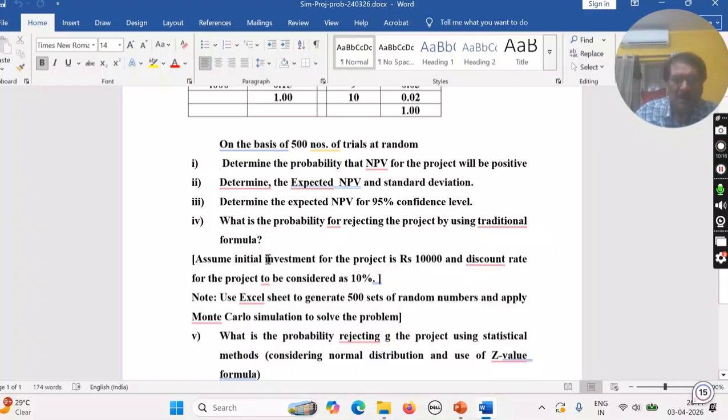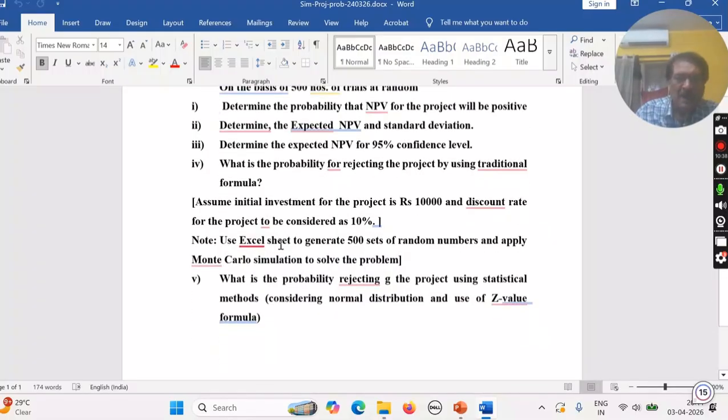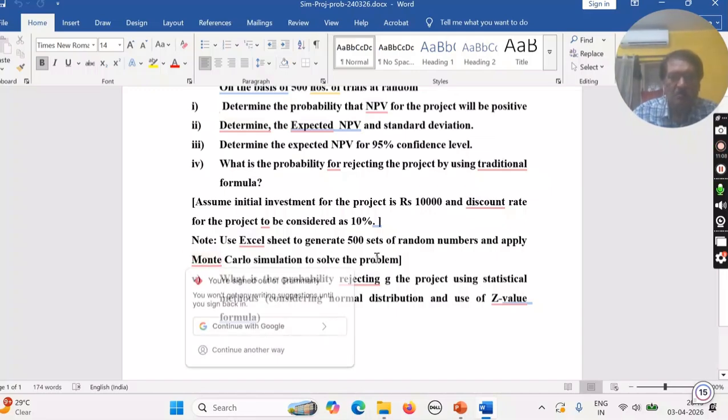In this problem, assume the initial investment for the project is rupees 10,000 and the discount rate for the project is 10%. It may be different in other problems also. Note, use an Excel sheet to generate 500 sets of random numbers and apply Monte Carlo simulation to solve the problem. Manually it is very difficult to calculate 500 trials. That's why we will use the Excel sheet and the tools of Monte Carlo simulation.